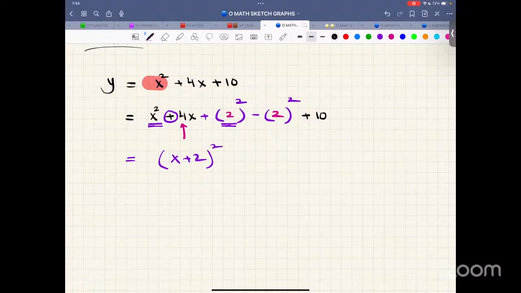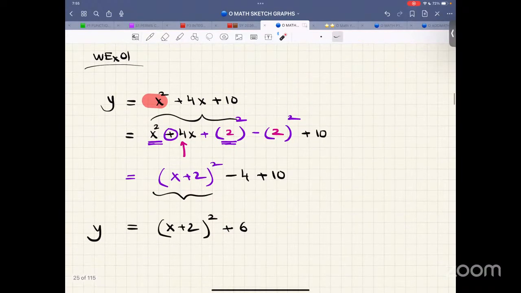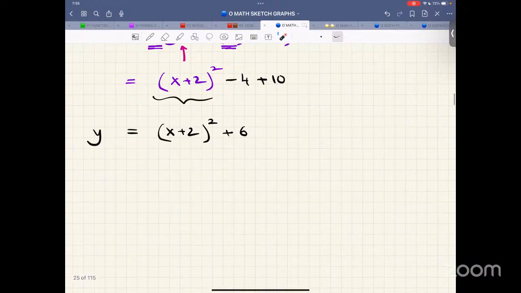So now over here, this thing is all used up. This 3 is this. This is minus 4 plus 10. 10 minus 4 is 6. That is x plus 2 whole square plus 6. Now it's of the completed square form. Basically, you had an x squared, you had an x, and you kind of trap it inside a bracket.